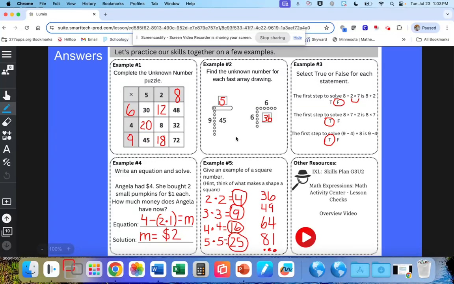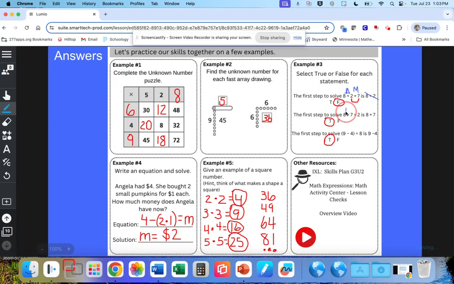Moving over to example 2, using our fast array drawings, 45 divided by 9 got us our missing part of 5. And 6 times 6 gets us our missing amount of 36. The next part uses our PEMDAS. So if we have an addition and we have a multiplication, what's the first step we need to do? It's the multiplication, not the addition. So this one would be false.